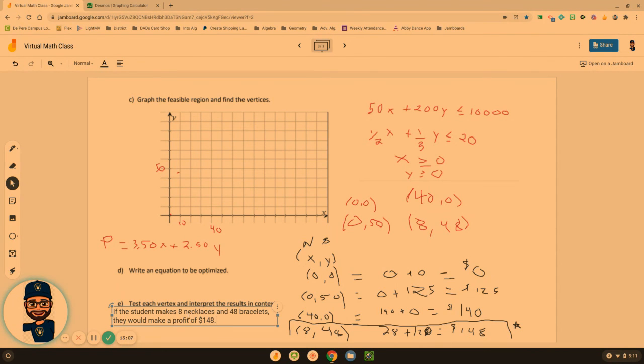That's the best option that they have, which is why we go through that linear programming process to see which option, which combination in that feasible region would give us the greatest amount of profit.